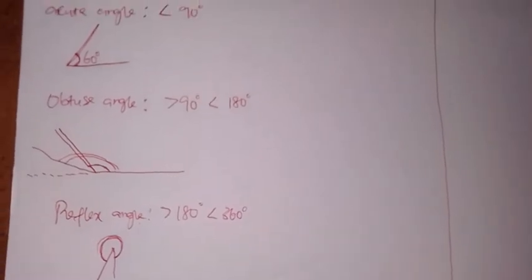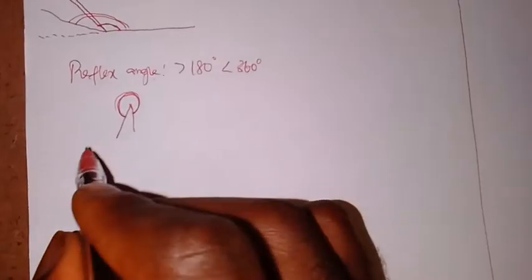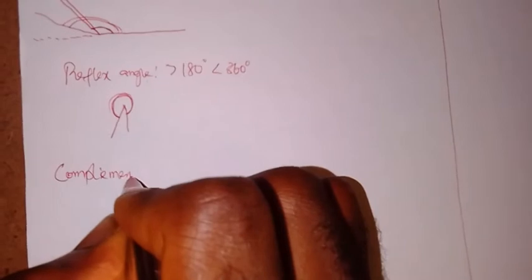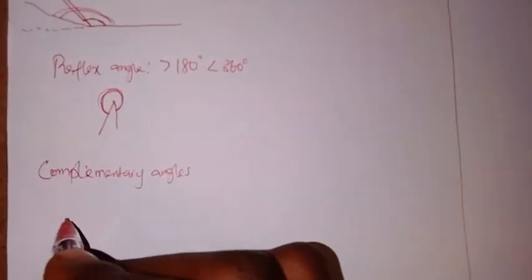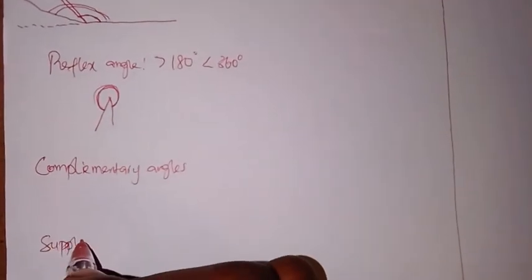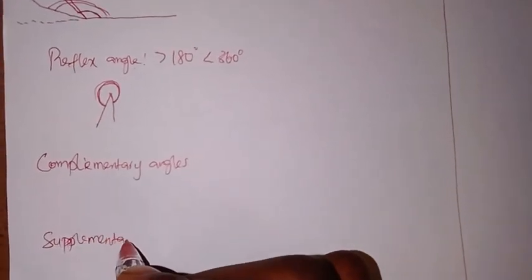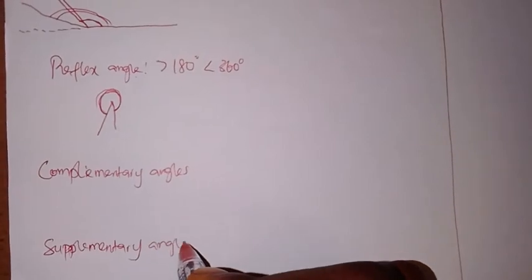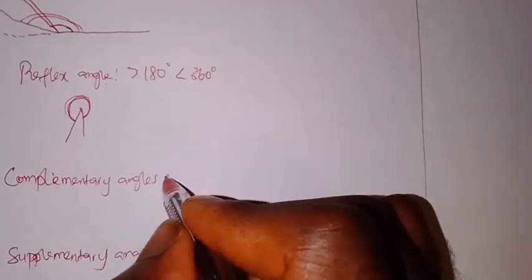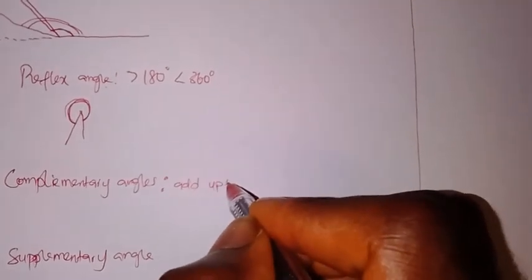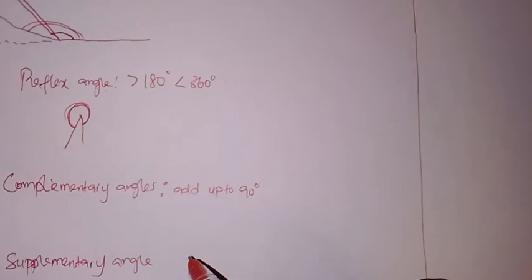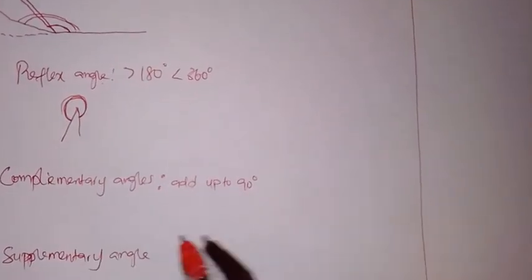Now, after that, we'll have two other kinds of angles, which are complementary and supplementary angles. Now, what are complementary angles? Complementary angles are those angles that add up to 90 degrees. They add up to 90 degrees. If I have 45 plus 45, it's a complementary angle.